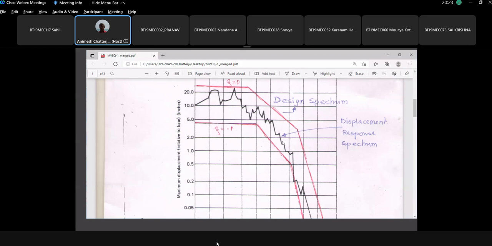So what do we do? We cover the graph with another regular graph which is greater than this, and we call it the design spectrum. One minute, look, then you can ask me a question. Try to understand, what is the difference between design spectrum and response spectrum? Look carefully.